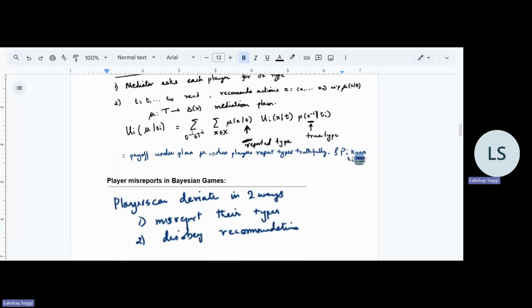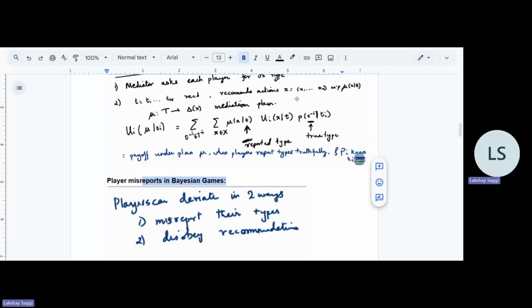And in how many ways can the player misreport? So in Bayesian games, a player can misreport to Google Maps in two ways, as I said. So the first way is misreporting the type. So even though you're traveling by a four-wheeler, you can say that you're actually traveling by a two-wheeler and so on. So the first way to misreport is your vehicle or your type. And then the second way to misreport, or deviate from the plan, is by disobeying the recommendations.